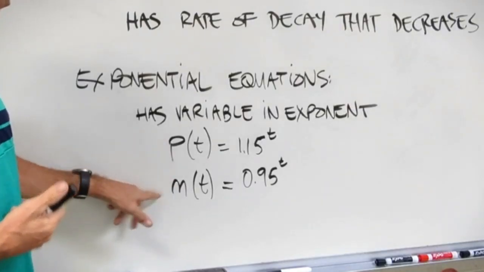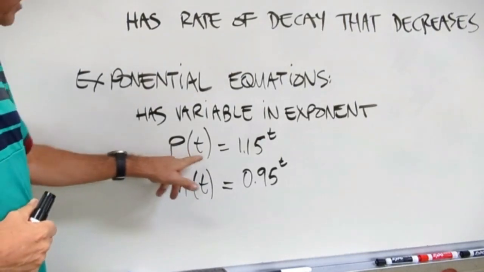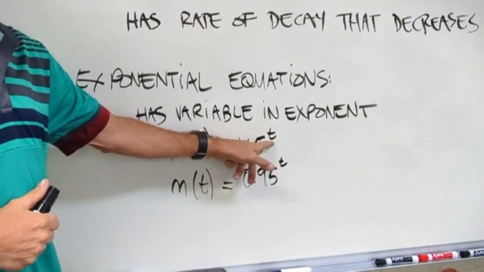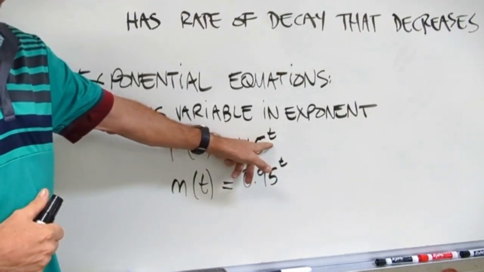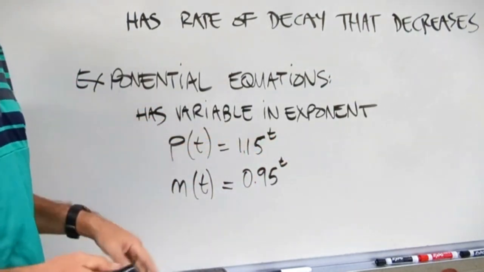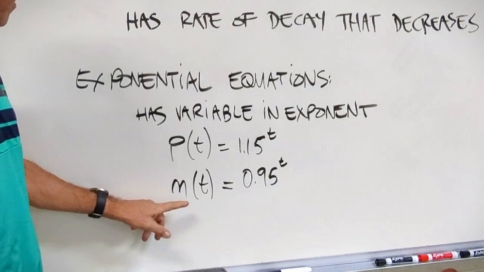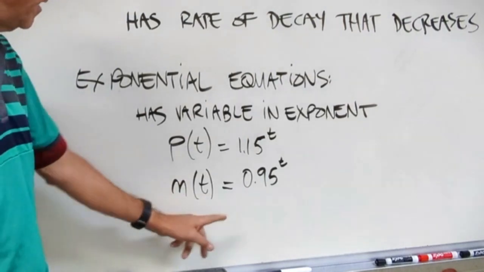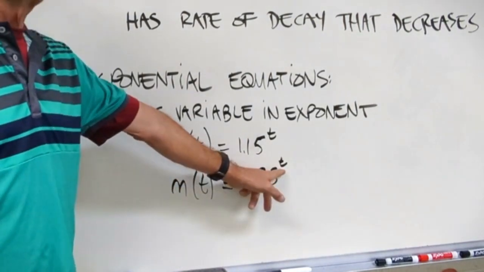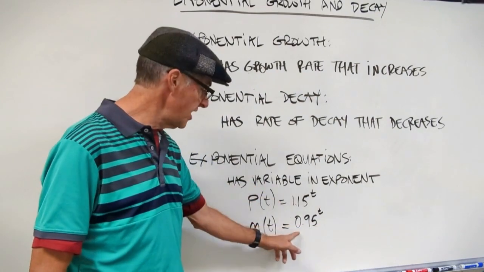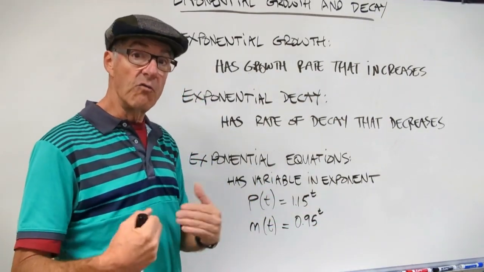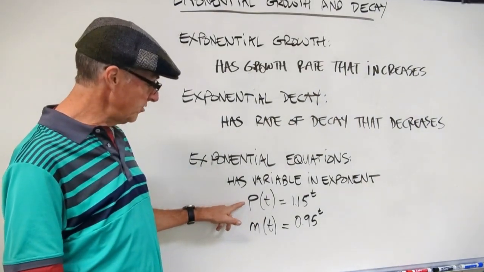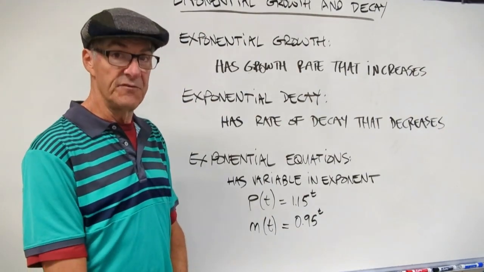So I put 2 examples here. This is population as a function of time would be 1.15 raised to the number of years, for example, like raised to the t power. So this would be an exponential growth equation, perhaps for population. This would be mass as a function of time, maybe for carbon-14 decaying, and it's 0.95 raised to the t power. So each year you're going to have 0.95 of what you had the last year. So every year it's decreasing. So this one's for exponential growth, this one's for exponential decay. Let's do a few examples.